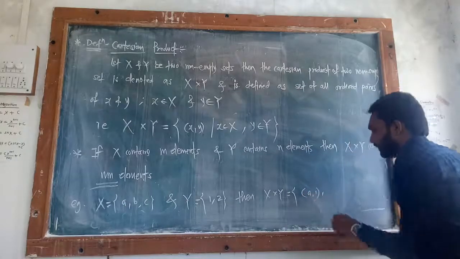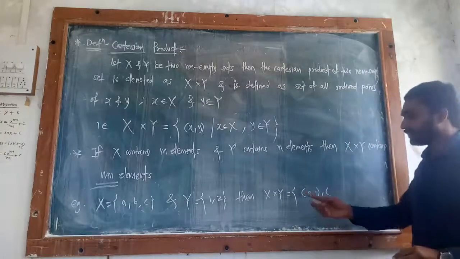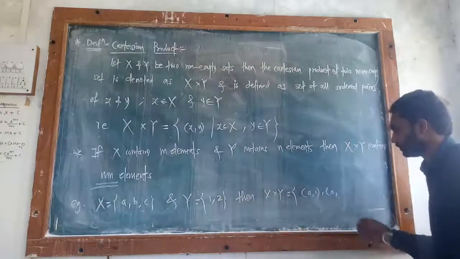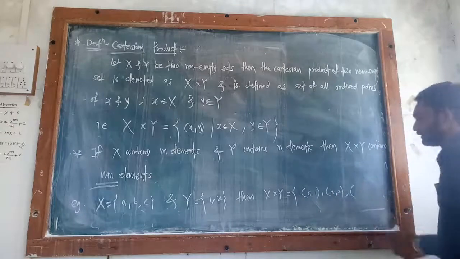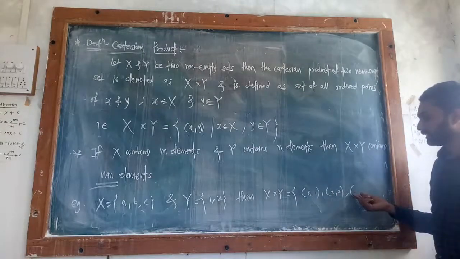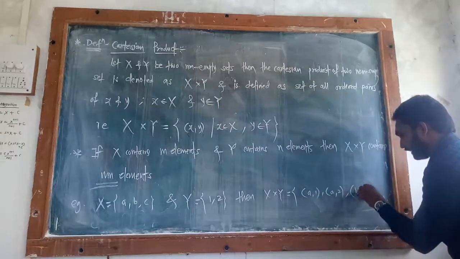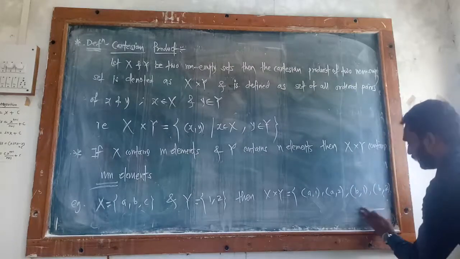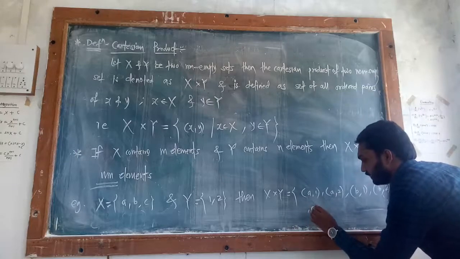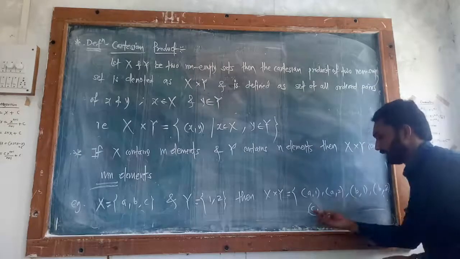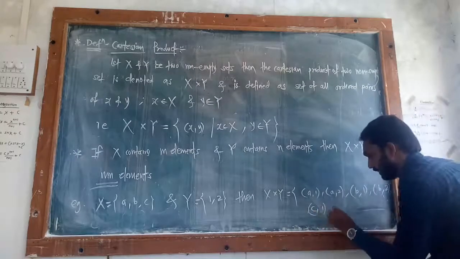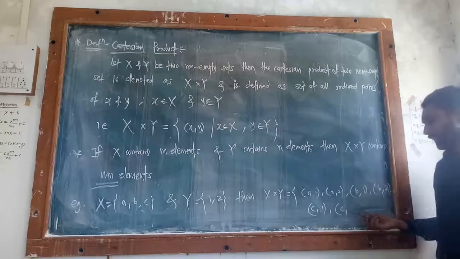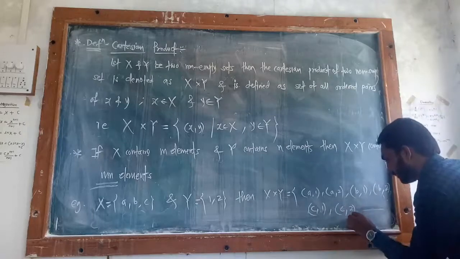Y's first element is 1. Then take X's first element, also a, and Y's second element 2. Next, X containing element b, Y containing element 1. Next b, Y containing 2. Next, third element is c of X and Y's first element 1. Next, X's last element c and Y's last element 2.